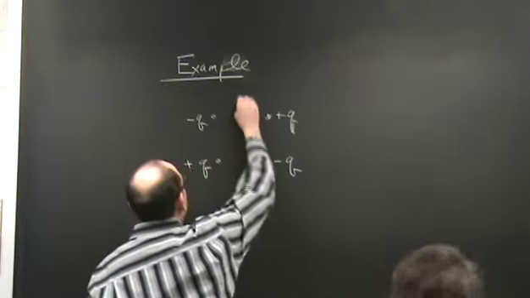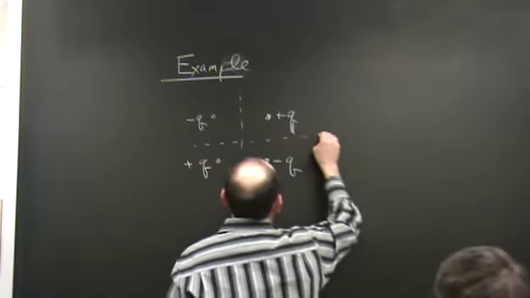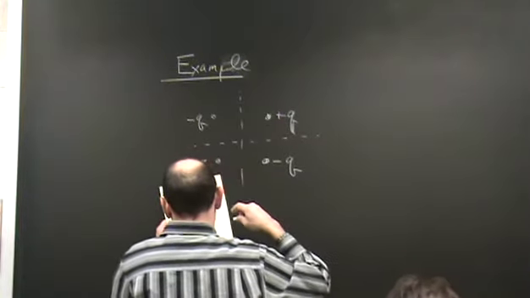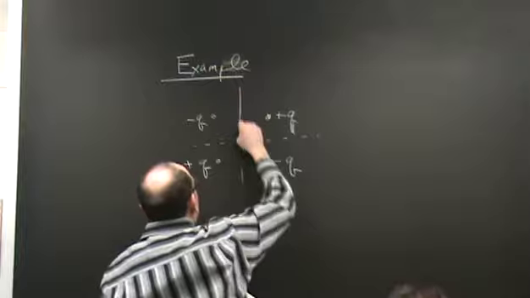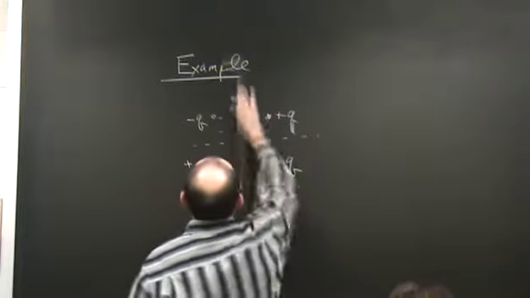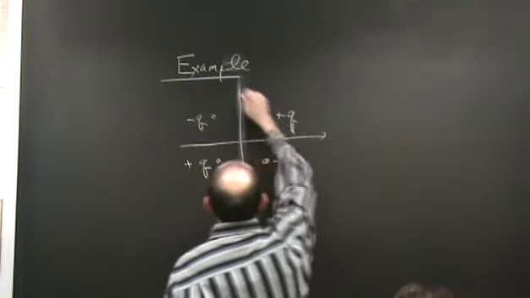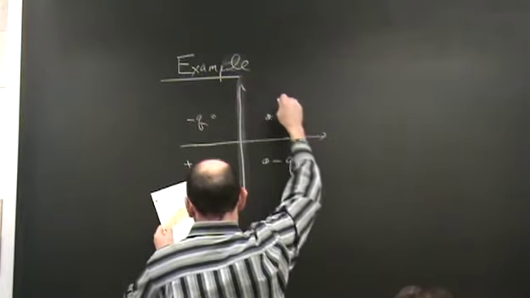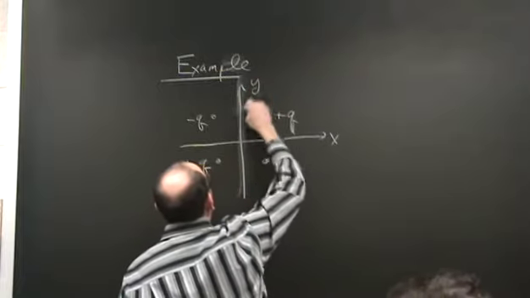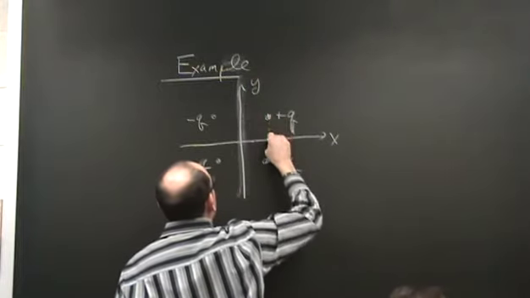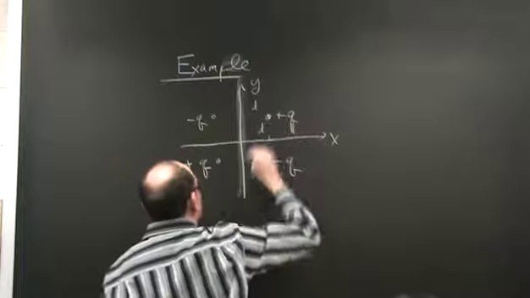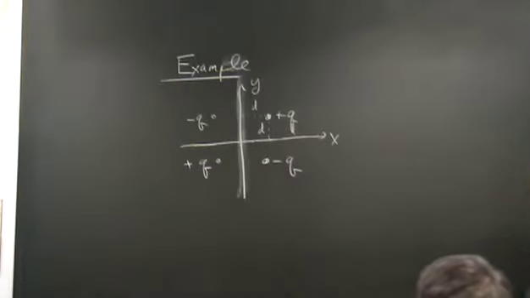Okay, so let's just make a coordinate system here. Put the origin here. How do I define this? This is x, this is y. And the x and y coordinates of each of these charges are the same in magnitude. So they're on a square, with the plus and minus charges distributed on the corners of the square that way.